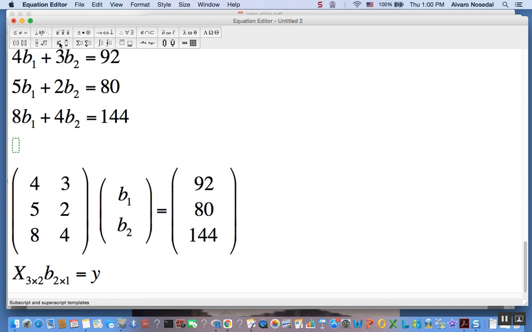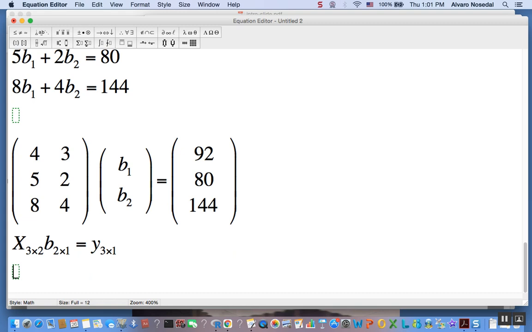But on the other hand, note that X and y are not conformable, meaning the number of columns doesn't match the number of rows here, so we can't do that multiplication. And the thing is that the inverse of X doesn't exist, because it is not a square matrix, right? So how can we go about that?